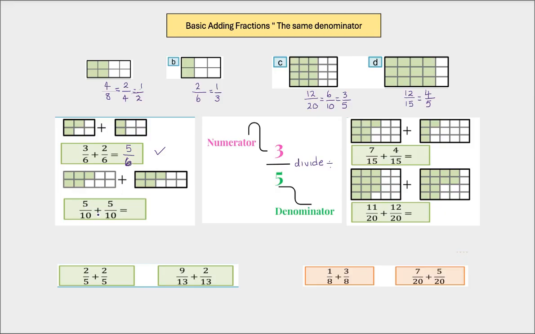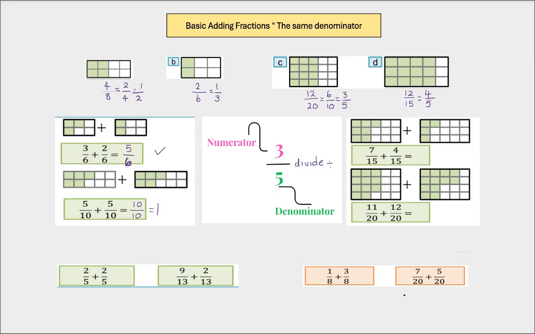That's it. As simple as that. You don't need to do anything with the denominator. It stays the same. Next, 5/10 plus 5/10 equals what? 5 plus 5 is 10 over 10. And to simplify that, 10 divided by 10 is what? 1. Just one whole one.